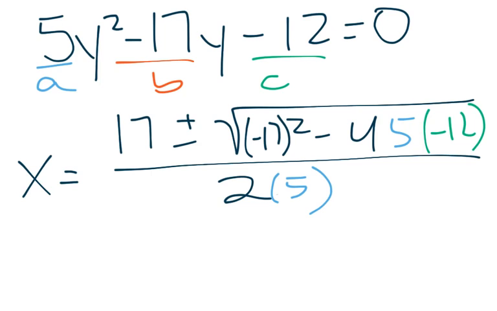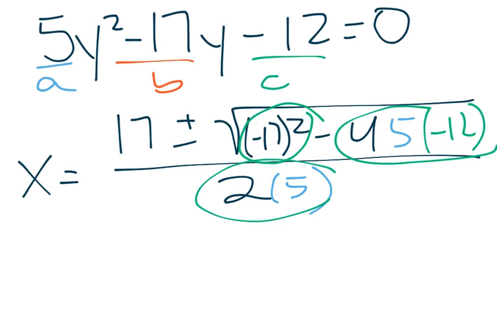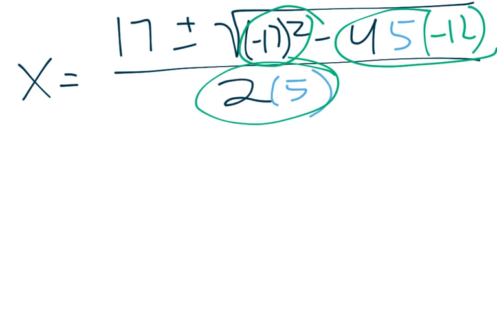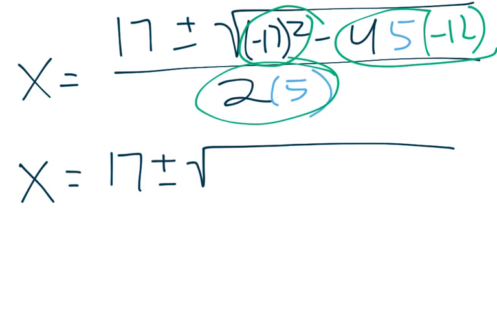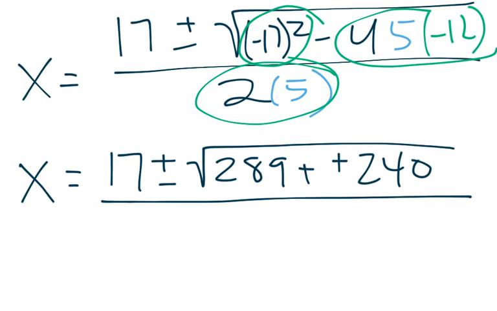So now we are going to simplify the 17 squared, the 4 times 5 times negative 12, and the 2 times 5. So we're going to rewrite our equation, 17 plus or minus the square root of 17 squared, which is 289, minus 4 times 5 times negative 12. So that is going to be negative 240. So since we are subtracting a negative, what we're really doing is adding. Okay? And this is all over 2 times 5, which is 10.